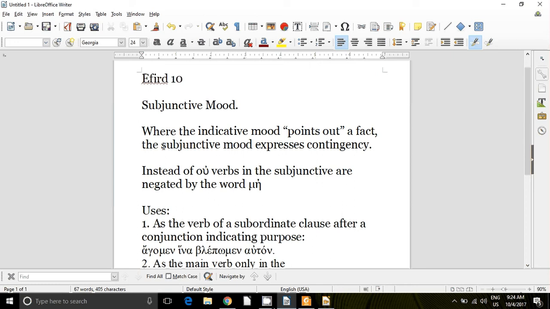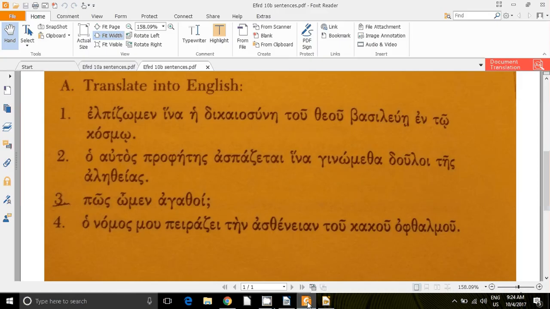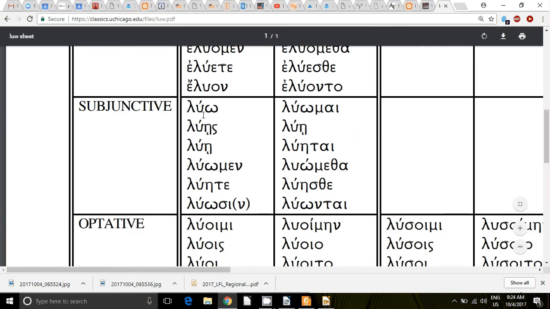And Efford's got a nice little explanation here on page 49 that you can read. But all we need to know is we're going to really focus on the uses when we get down here. But first, let's take a look at the forms. Where did I put the forms? There they are. So the forms, this is the present subjunctive.